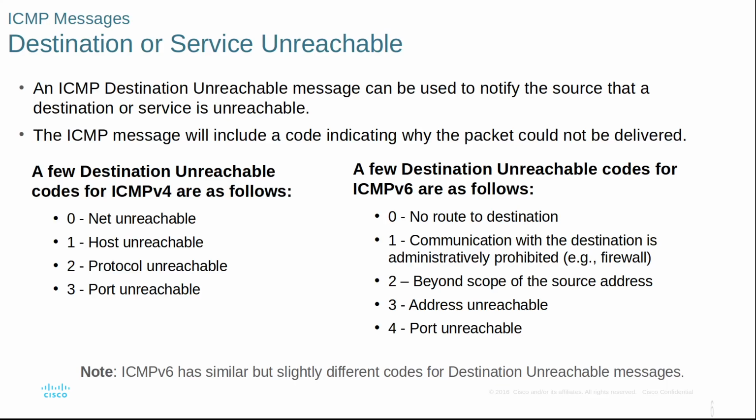If it's a 0, the network is unreachable. If it's a 1, the host is unreachable. A 2, the protocol is unreachable. And a 3, the port is unreachable.